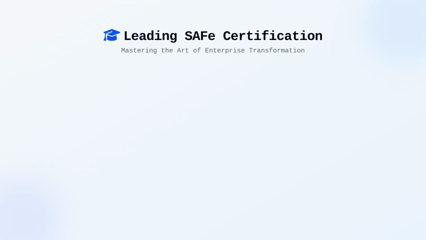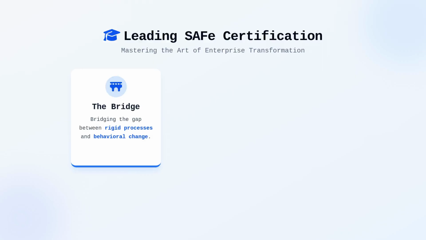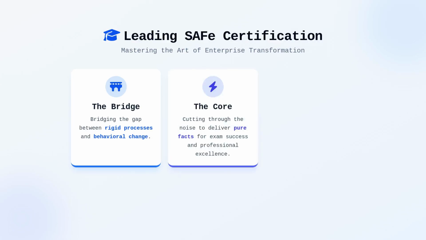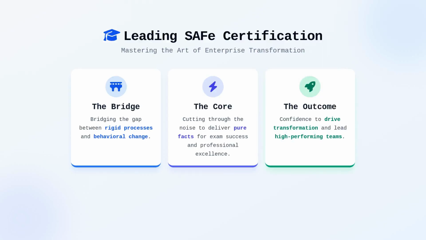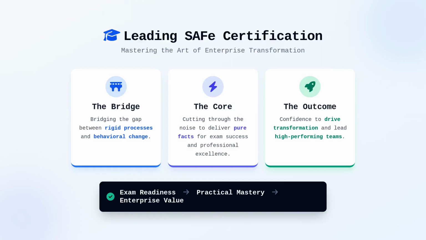If you are pursuing your Leading SAFe certification, you likely know that the framework is not just about processes, but about profound behavioral change. This course is your bridge to mastering those complexities, ensuring you pass the exam while truly understanding how to foster value in a modern enterprise. By completing this journey, you will gain the clarity required to drive successful transformations and lead high-performing teams with confidence. We have structured this curriculum to cut through the noise, delivering purely the facts you need to excel in your role and on the certification assessment.